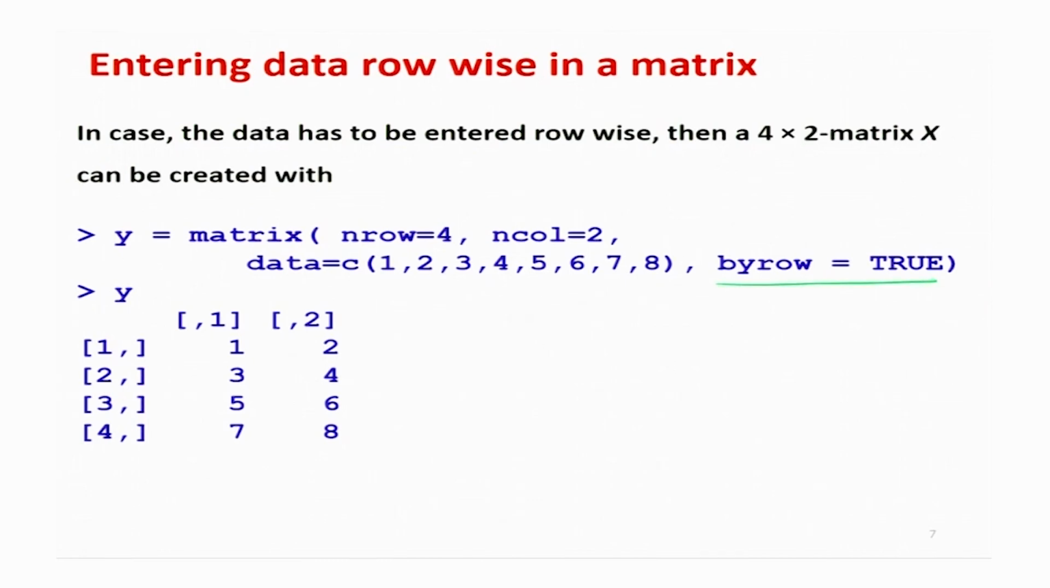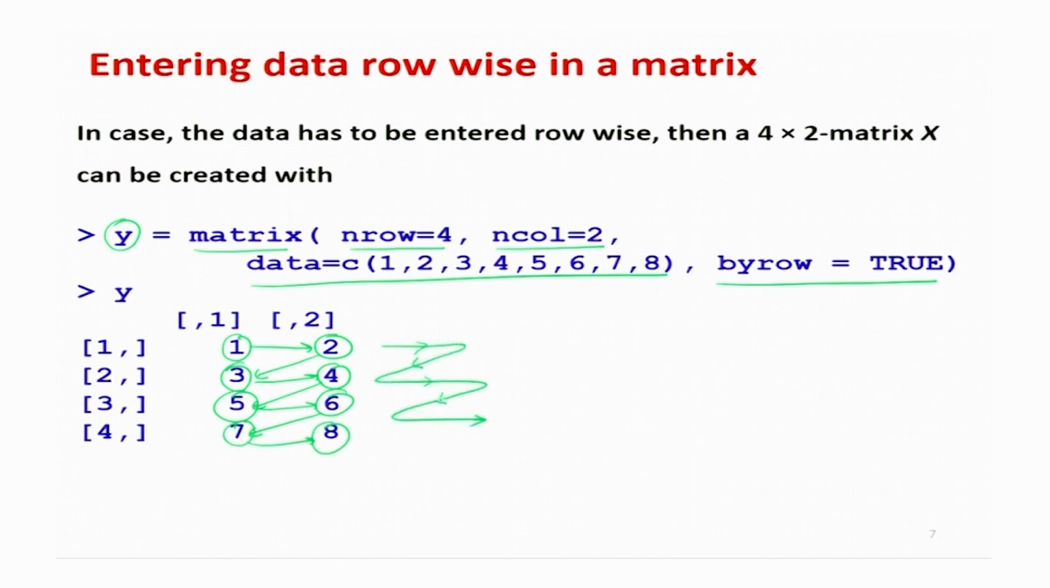In case you use the same command, but now I am using a different variable name, say y. So the matrix command with nrow equal to 4, ncol equal to 2 and the same data, but by row is now equal to true. Now you can see the outcome of y. You can see 1 is coming here, then it goes to 2 in the second column. Then the next value comes to the first column, it is 3, and then it goes to the second column, which is 4, and then it comes to the first column as 5, then goes to the next column as 6, then the first column as 7 and then the next column as 8. So you can see this operation is going like this, so this is row wise assignment of the data.